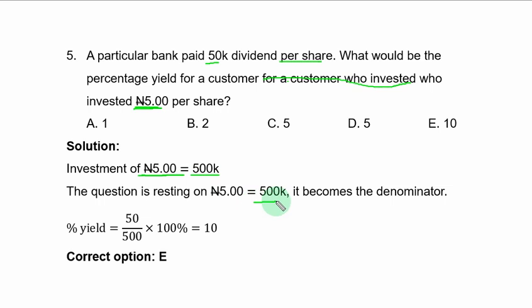It becomes the denominator. So percentage yield becomes 50 kobo over total amount invested in kobo, 500, times 100%, and that simplifies to 10. E is the correct option.